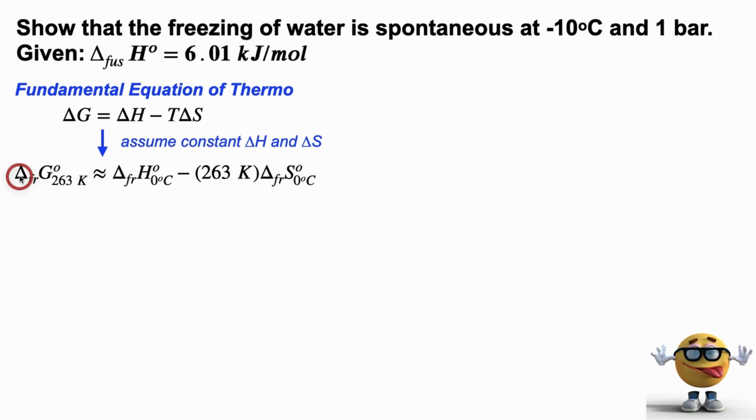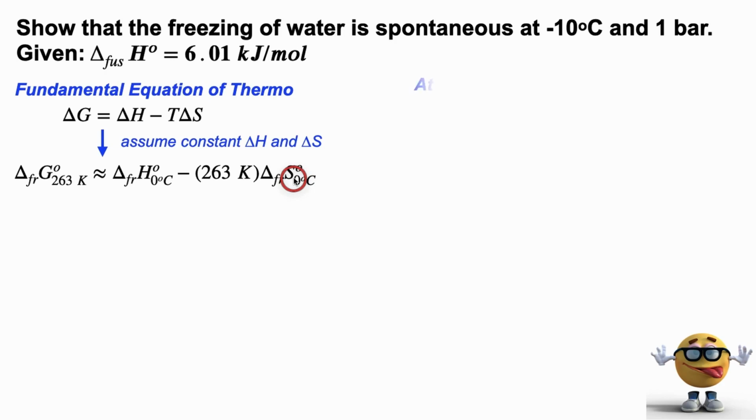This says it's the change of freezing, and it's the change of Gibbs energy at our negative 10 degrees Celsius in Kelvin, and it's under standard state, so a constant pressure of 1 bar, and in its pure form. And we're saying that's approximately equal to the enthalpy change at 0 degrees Celsius, because the enthalpy change, delta H, is the same at 0 degrees Celsius as it is at negative 10 degrees Celsius, which is what we're assuming anyways. This is the temperature, negative 10 degrees Celsius in Kelvin, and change in entropy here.